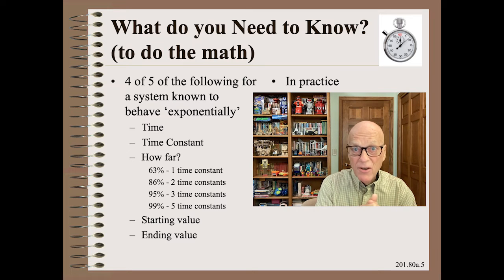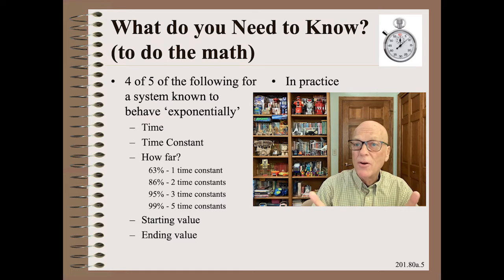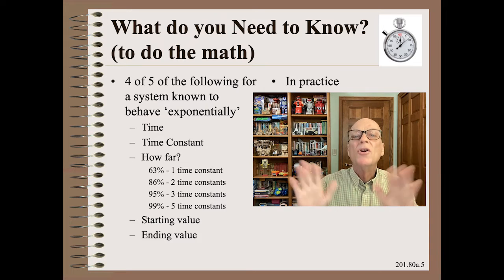So, what do you need to know to do the math, if that's something you're interested in? Since the equation has 5 variables, we need to know 4 of the 5 to predict the 5th. This means we have a lot of flexibility to solve different problems. These 5 variables are time, the time constant for that system, the number of time constants, the starting value, and the ending value.